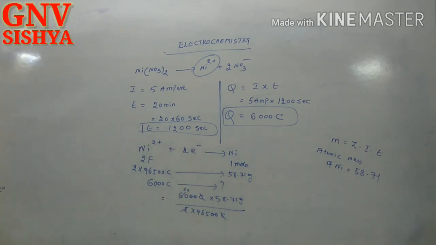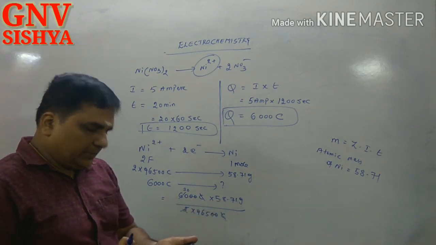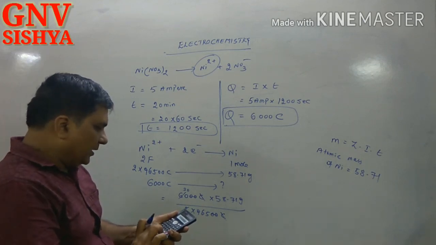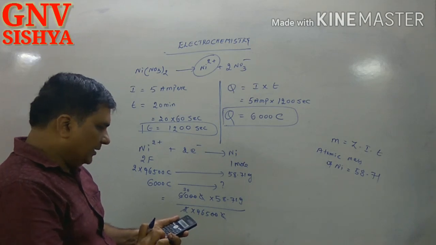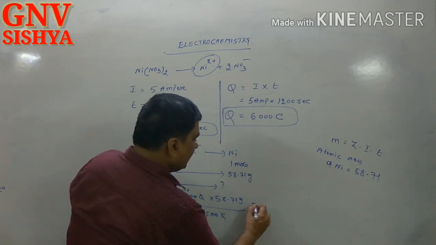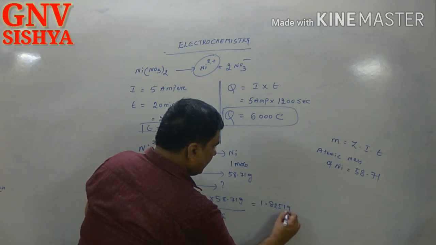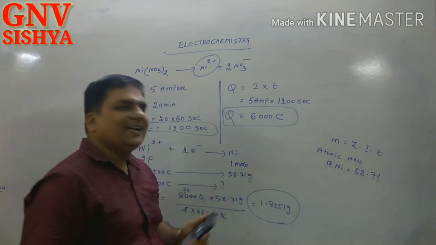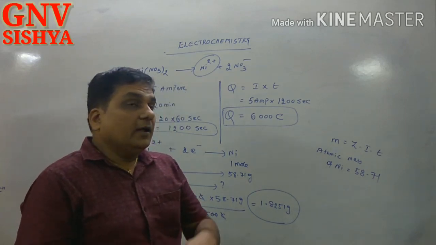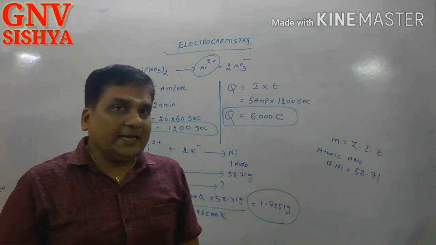So what is the answer? 30 into 58.71 divided by 965. In board exam you have to use log. So 58.71 into 30 divided by 965. The answer is very clear: 1.8251 gram of nickel is deposited.